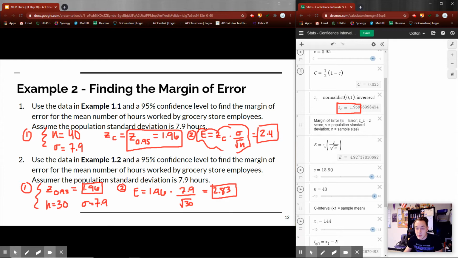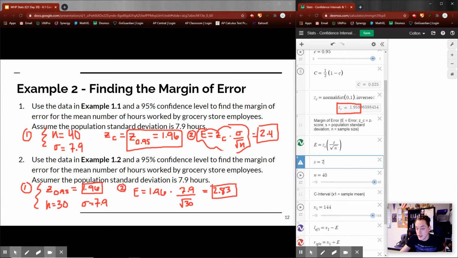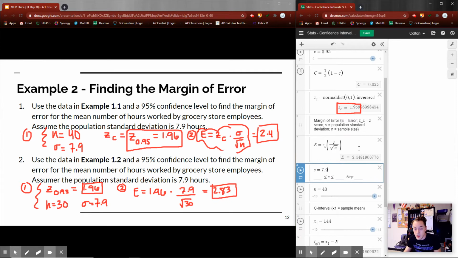So what's my S? Well, my S was 7.9. So I'm actually going to go over here and change this to 7.9. That's how my margin of error is changing. And then, of course, I'm going to look at my N and change that to 40. Now it's already 40, which means, boom, I have 2.4. Now notice how that is exactly what I got. So you can use this calculator even to calculate your margin of error.